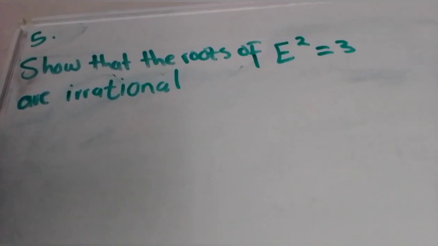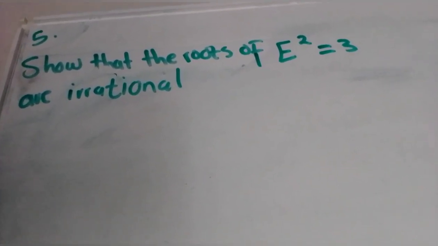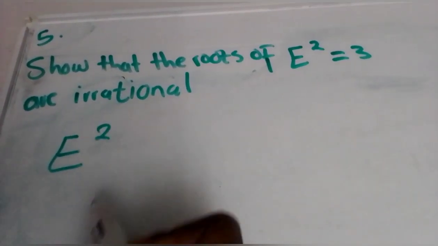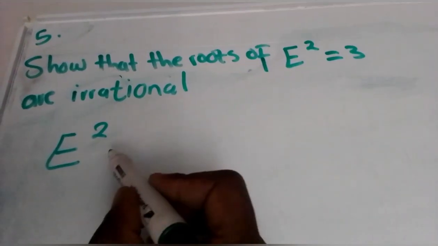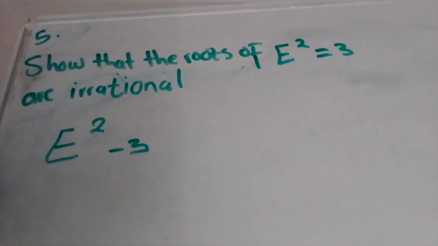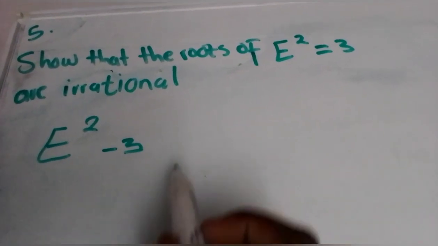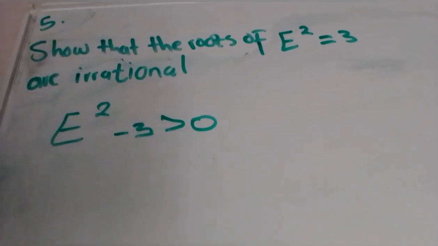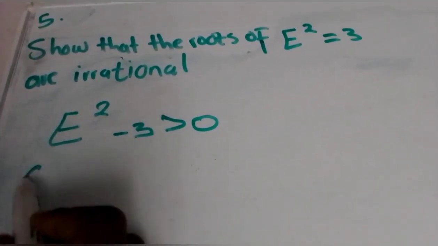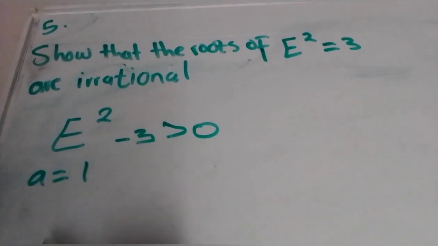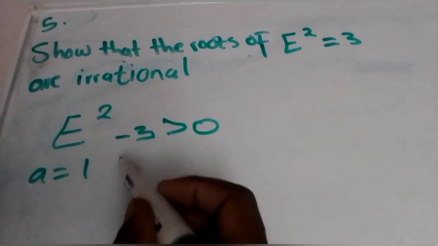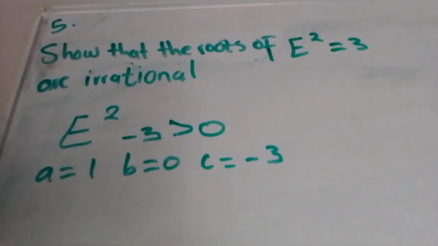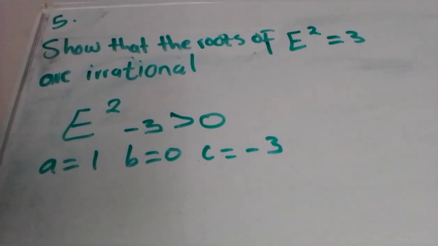The fifth one, show that the roots of e squared equal to 3 are irrational. Remember that. So e squared, you need to transpose that 3 to the other side, it will be minus 3. Before we can do anything, they say when it is irrational, we put greater than 0. Remember that. So now we need to check our coefficients. Here a is 1. What about b? We don't have e, so b will be 0. And c will be minus 3. Bear in mind, you need to know that.